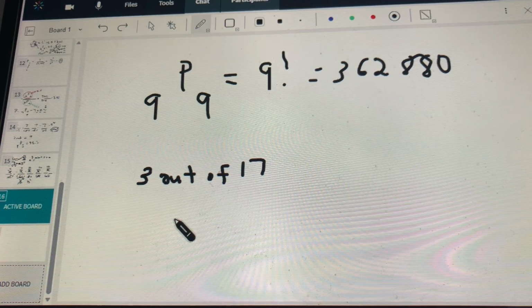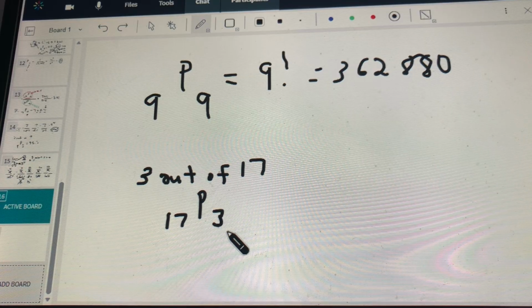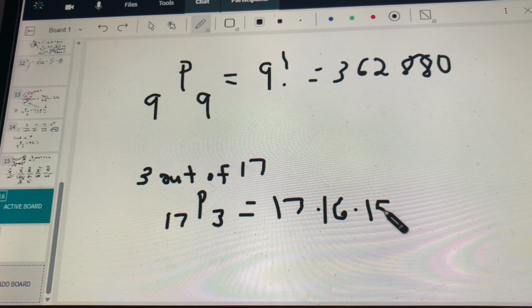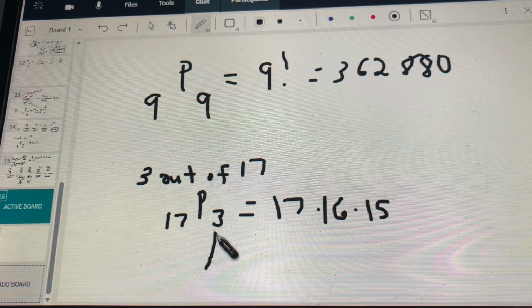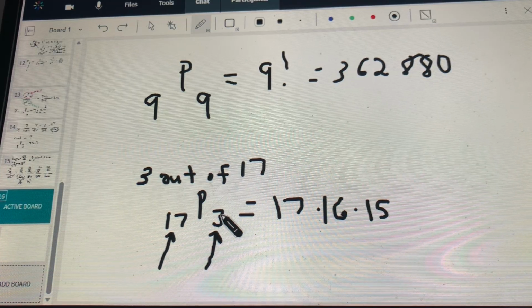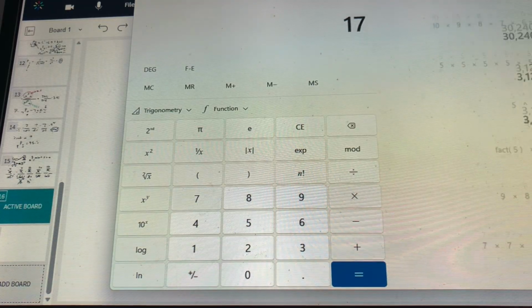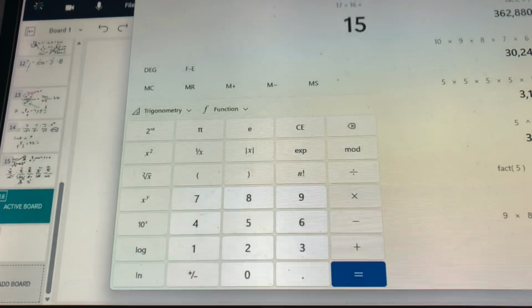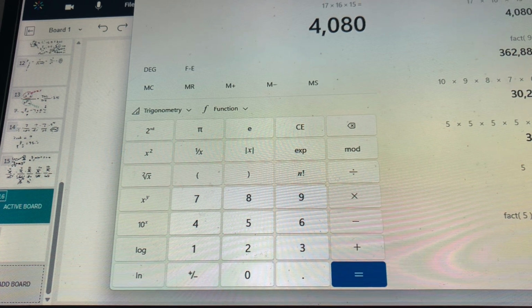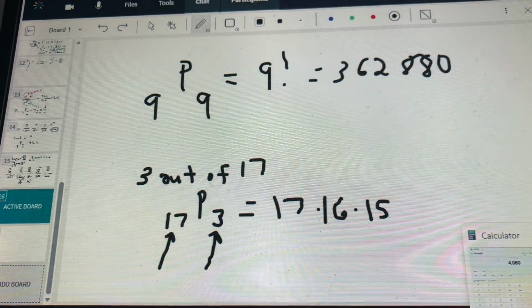But this is 3 out of 17, so this is either a permutation or combination, and it must be a permutation because we haven't learned combination yet. So the best way to answer this is 17 times 16 times 15 and stop after 3 numbers. Start at 17, go down by 1 until you have 3 numbers. So 17, 16, 15, stop after 3 numbers. But it's not 17 times 3. So 4,080.